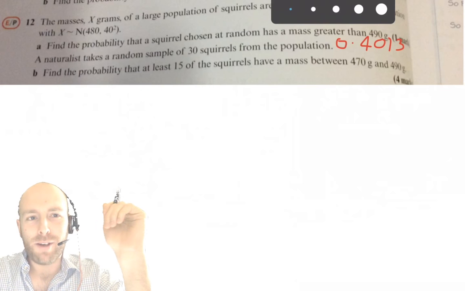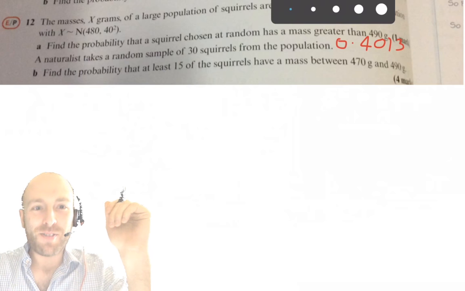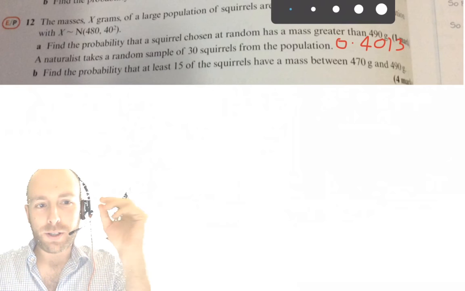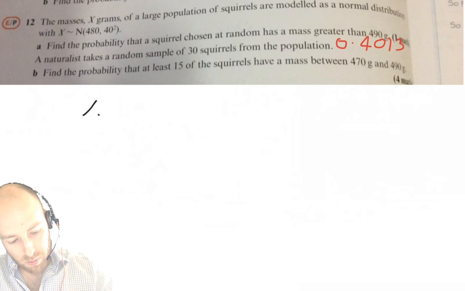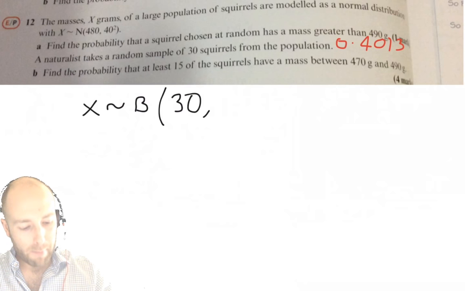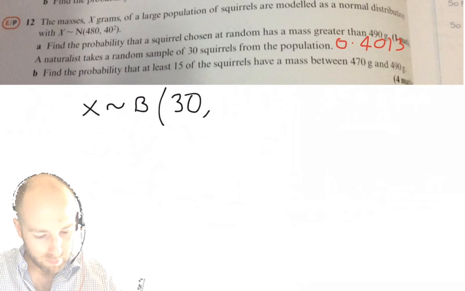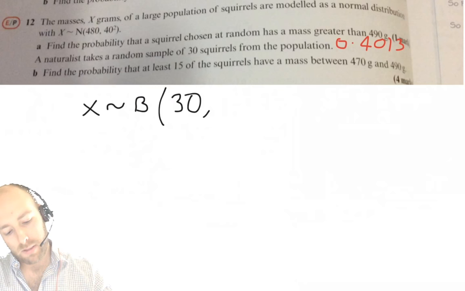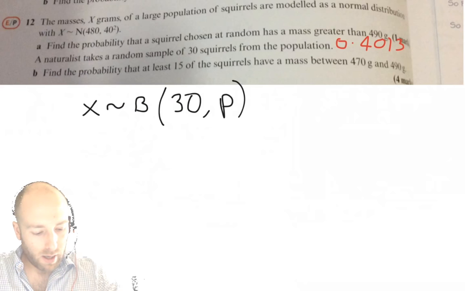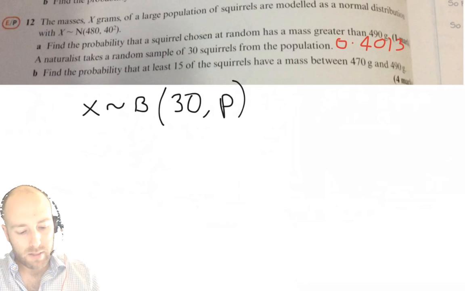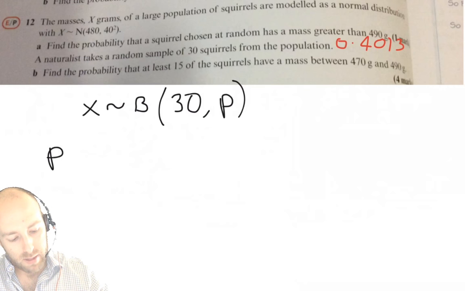Anyway, we've got the random sample now, so we're looking at binomial distribution. So x is now binomial. We've got a sample size 30 and a probability we need to work out, so we put p there for probability. Find the probability at least 15 of the squirrels have a mass between 470 and 490. So you want to try and find the probability that x is greater than or equal to 15.